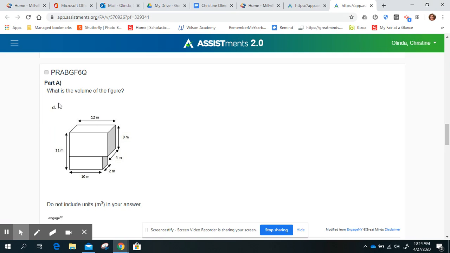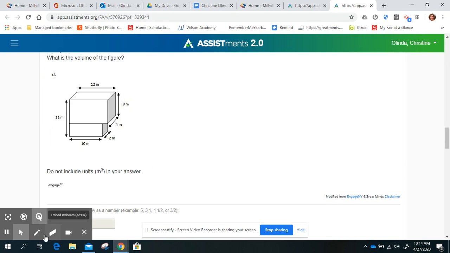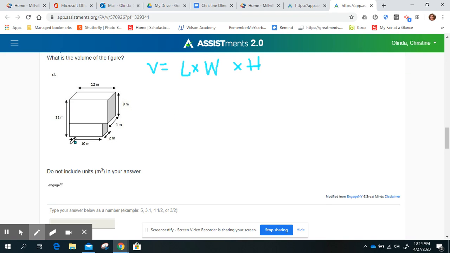Part D, what is the volume of the figure? All right, so we'll have to use this. Volume equals length times width times height. We know the length is 10. We know the width is 2. We know that the total height is 11, but that's not exactly what we want. I only want this height right here. But I know that this or this line are the same, and that's 9.